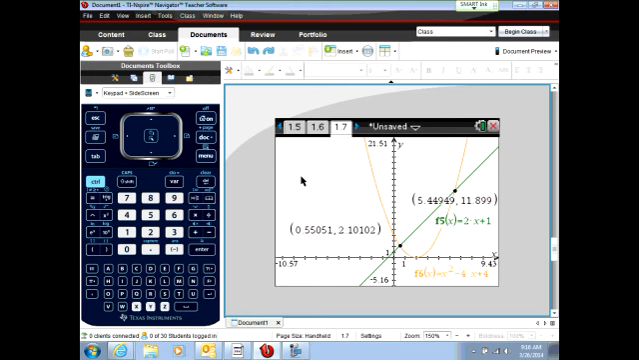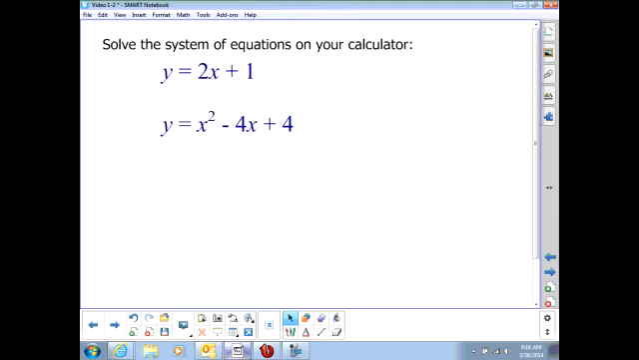Now, which variables you need in your answer is dependent on the question. Notice here we have y's and x's, so both your x's and y's, the points, would be your answers.